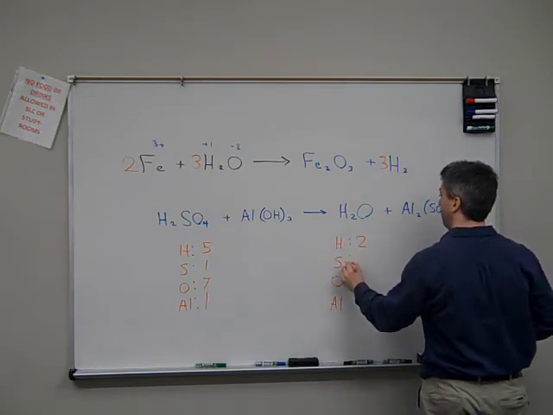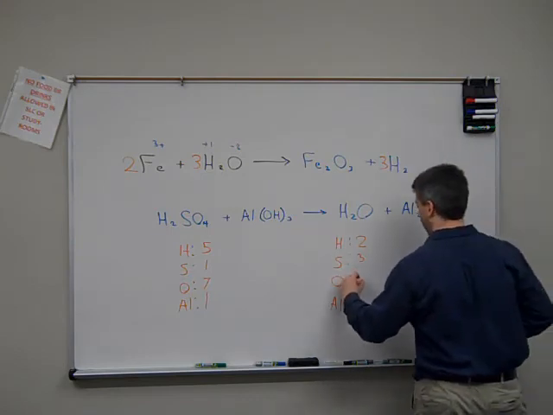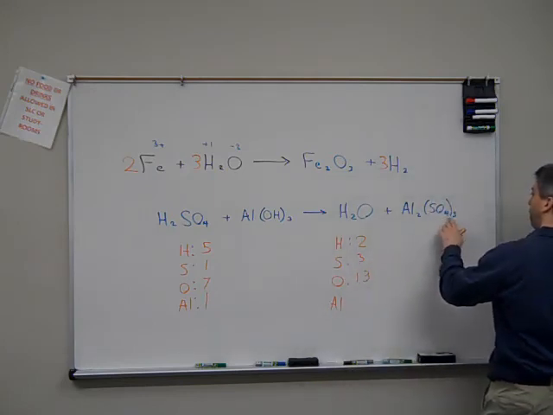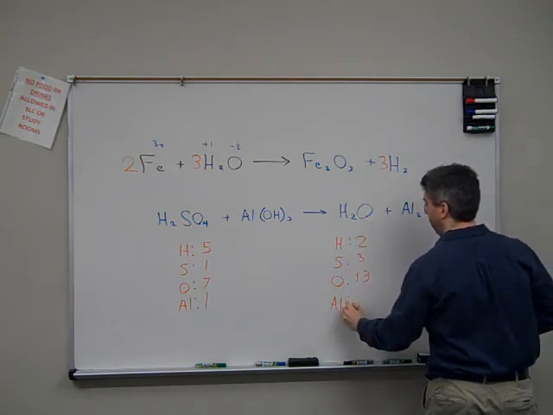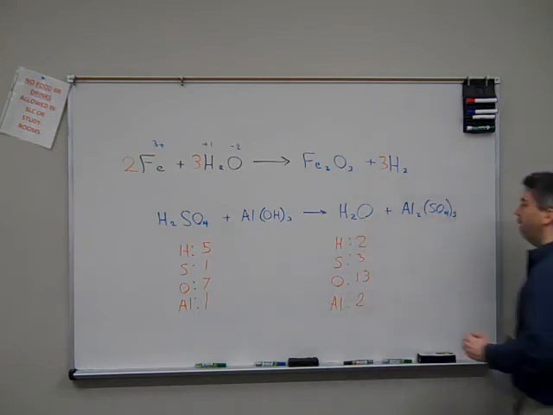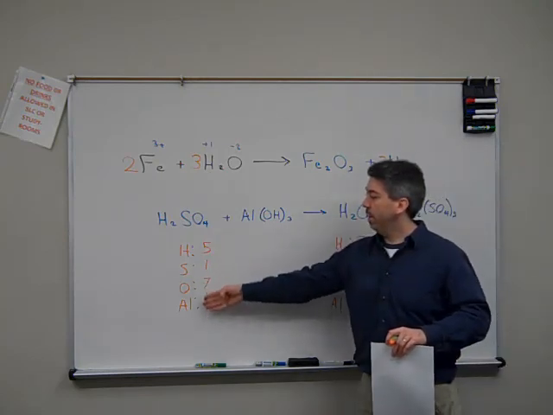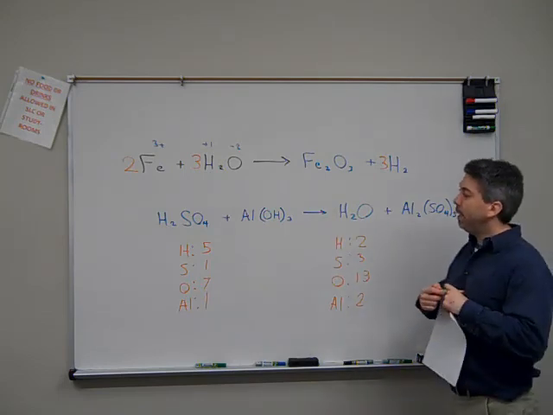How many sulfurs do I have on this side? 3. How many oxygens do I have on this side? 13, because there's 12 here, 3 times 4 is 12, and 1 here. And how many aluminums do I have? 2. Alright. So, like I mentioned before, list them in the same order, it'll help you keep track of them better.